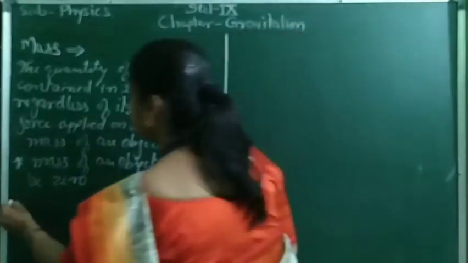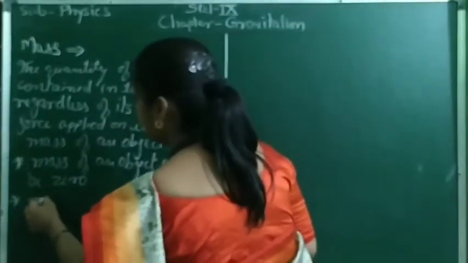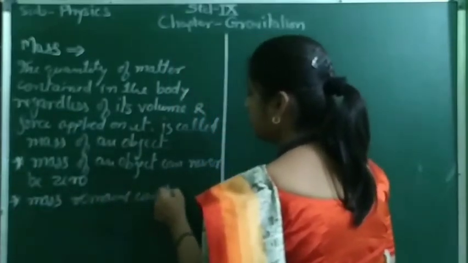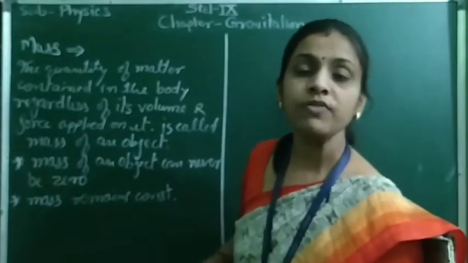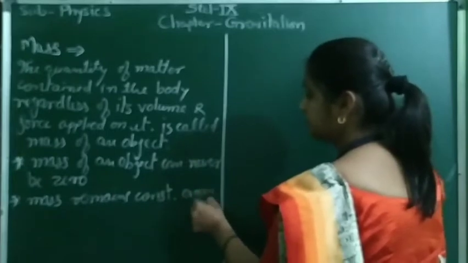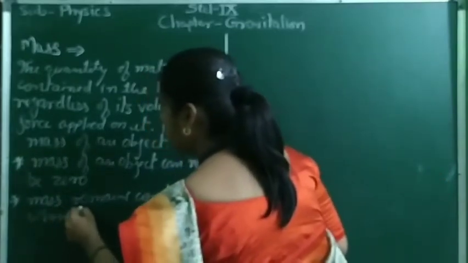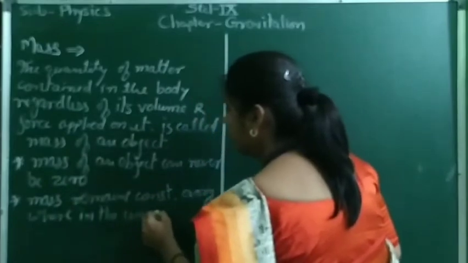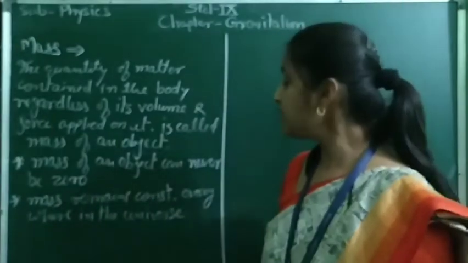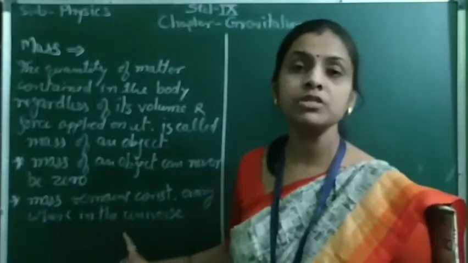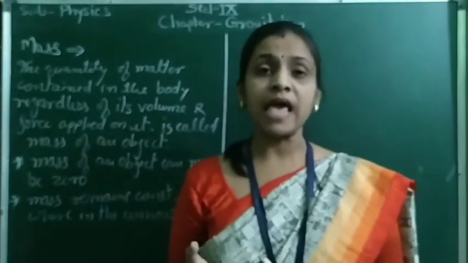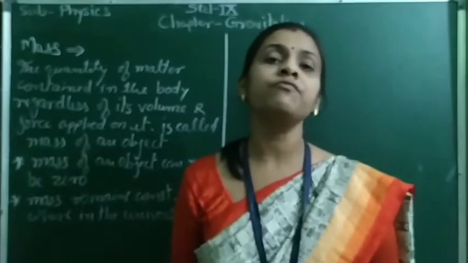So the important thing is that mass remains constant. Why does mass of an object remain constant? It remains constant everywhere in the universe, or mass remains the same everywhere in the universe. So why does it remain constant? Because it is independent of speed, acceleration, volume, or applied force on it.